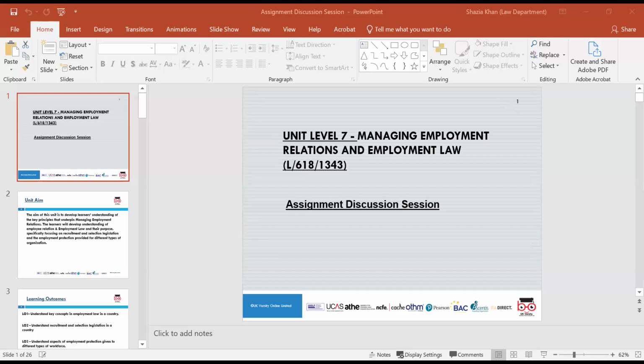We looked in Learning Outcome 1 at an example of Tesco and looked at their employment, labour standards, privacy legislation and health and safety. And that was Learning Outcome 1. Then we went on to Learning Outcome 2. In Learning Outcome 2, we looked at understanding recruitment and selection legislations in a country.